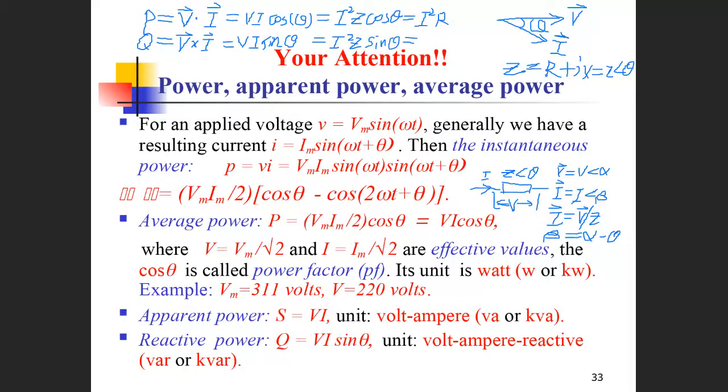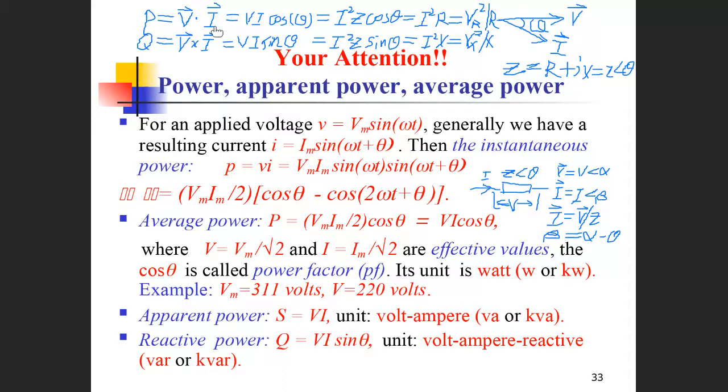And furthermore, it can be written into the voltage squared over the Z, okay, over the Z. So voltage, and so on.